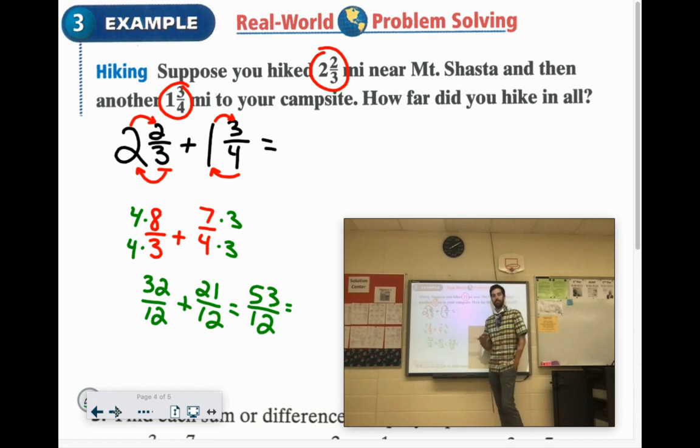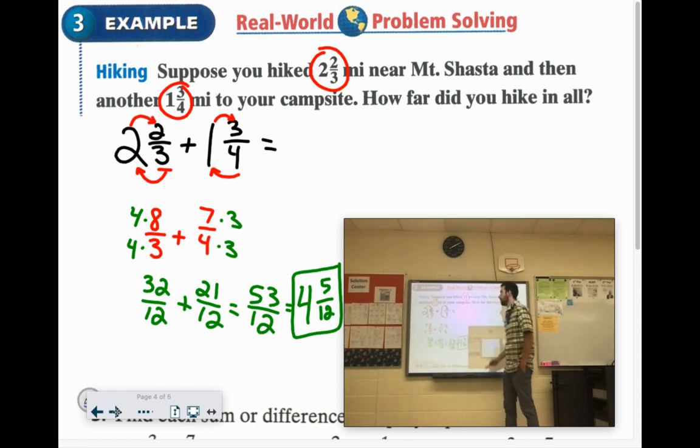Now, how could you figure that out in your calculator? You could do 53 divided by 12, and it'll tell you 4 point something. So we know 4 is going to be the large number in front. And then you can just do 4 times 12, 48, and 53 minus the 48 leaves you with 5. So that's one method that you can do it. Let me show you another method.